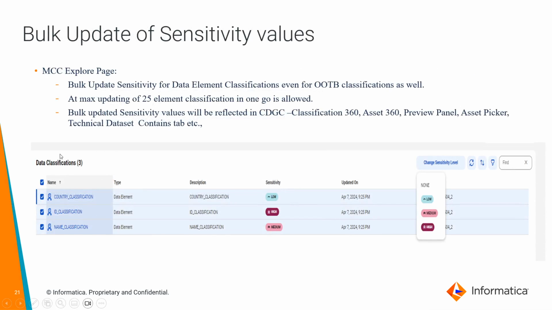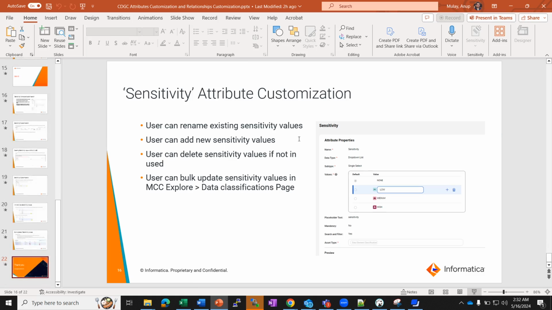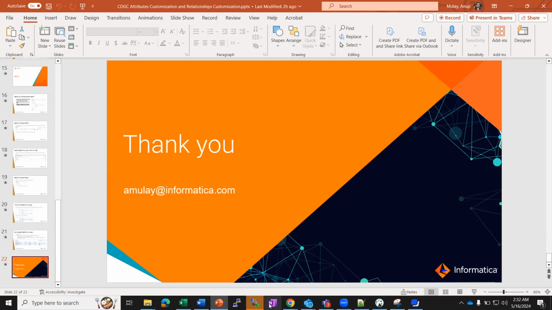Now the bulk update of sensitivity values. In the MCC page, we have these data classifications. After this April release, we have these tick marks. At a time we can tick mark 25 classifications, and in one go we can change their sensitivity. Once the sensitivity is changed, it will reflect in all these areas. So let's have a quick demo on this one as well.